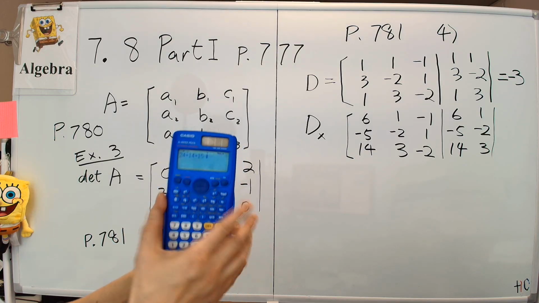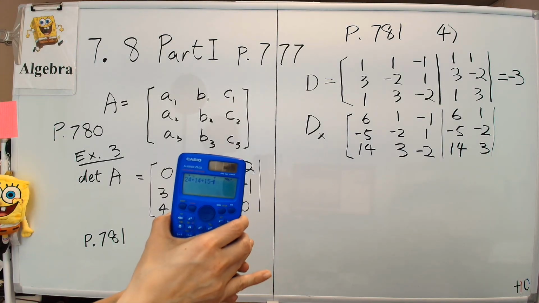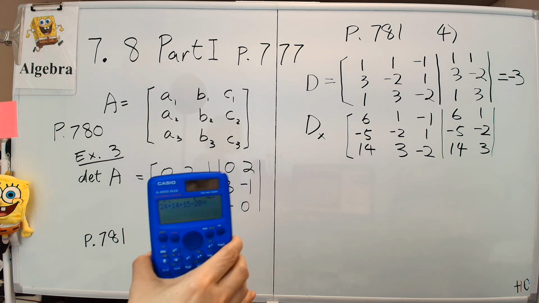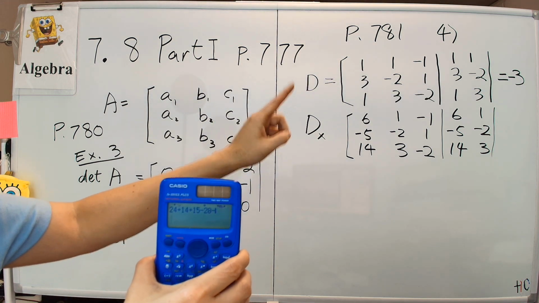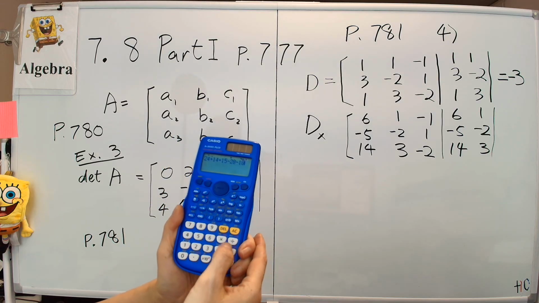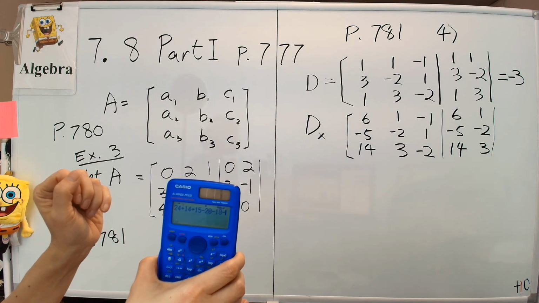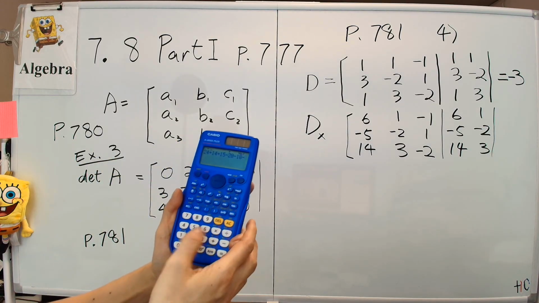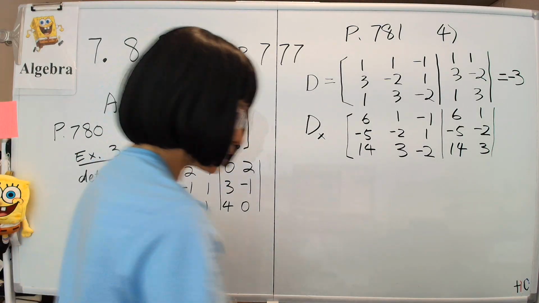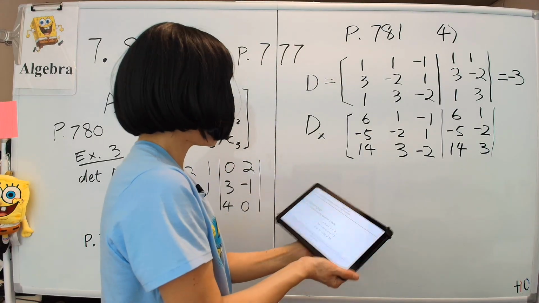Now doing minus, going back up, 14 times minus 2 and minus 1, that is positive 28. So 28 minus, next, 3, 1, 6, that is 18. And then minus 2, minus 5, 1, that is 10. So I got negative 3. So I got dx equals negative 3, which is the same thing. Now, let me check to see if I got it right.